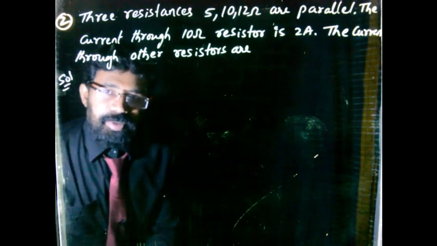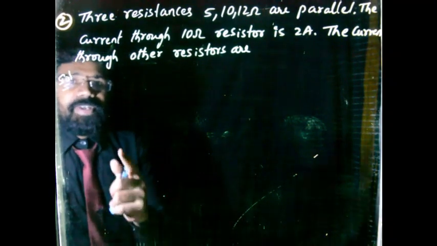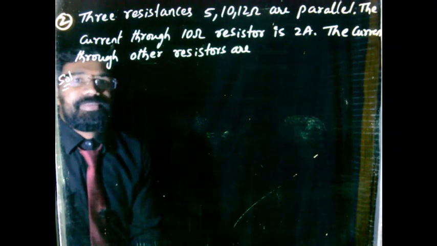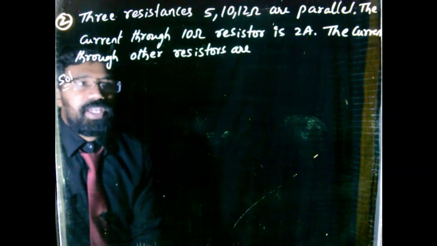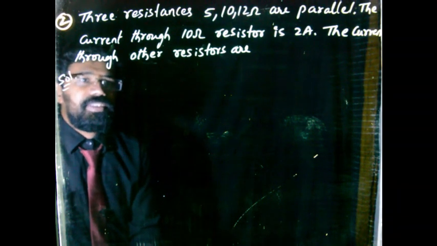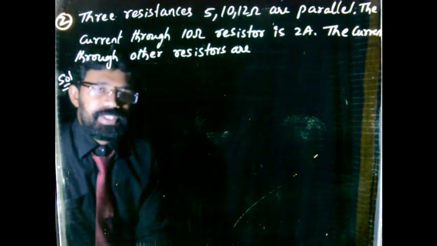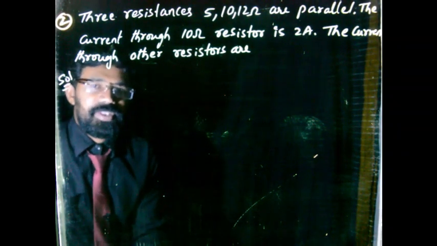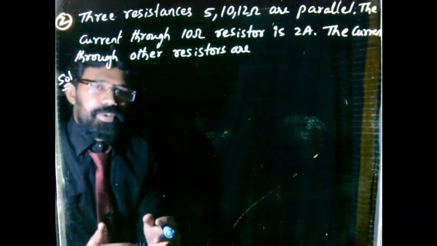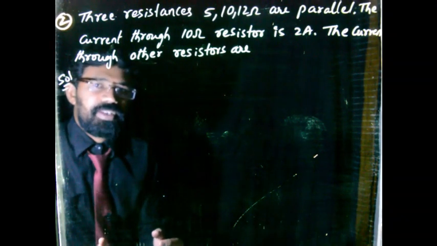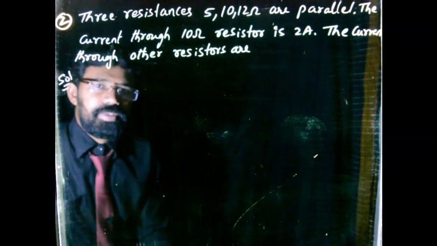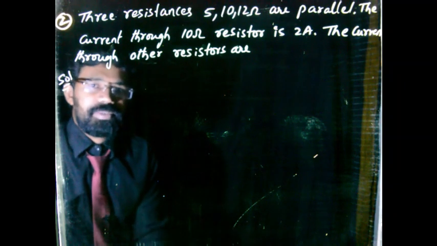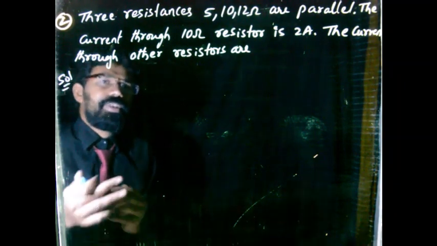So let us discuss one more problem. 3 resistances 5, 10, 12 ohms are parallel. The current through the 10 ohm resistor is 2 amps. The current through the other resistors are? As I said, students, whatever problems right now I am discussing, these are very basic fundamental problems of NEET standard, and further when we discuss the rest of the topics, we'll be able to handle some little circuital related models. There several other concepts will be involved. So let us try to solve this one.